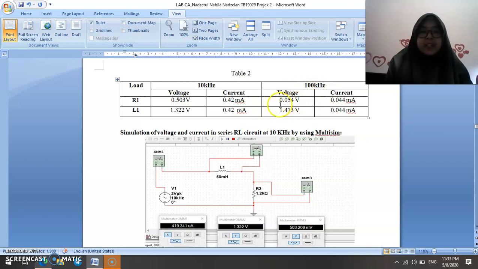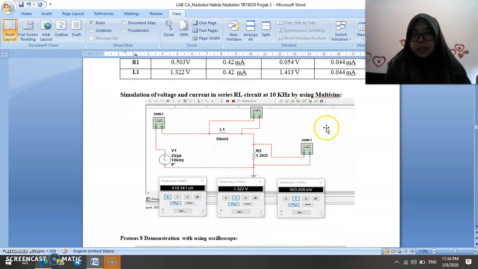For 100 kHz, the voltage at the resistor is 0.054 volt, meanwhile the current was 0.044 milliampere. At the inductor, the voltage was 1.413 volt, meanwhile the current was 0.044 milliampere.